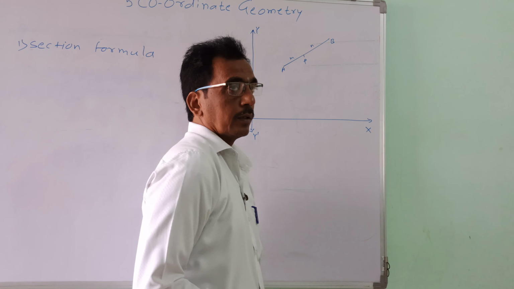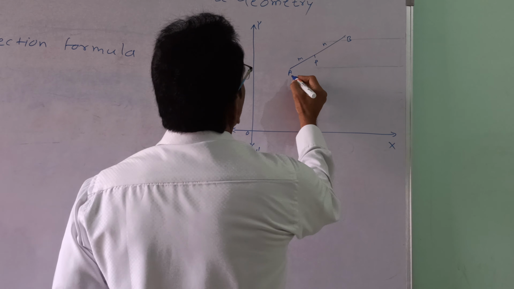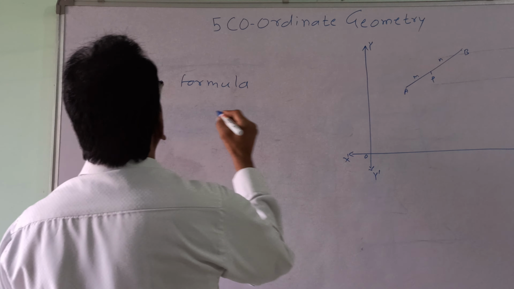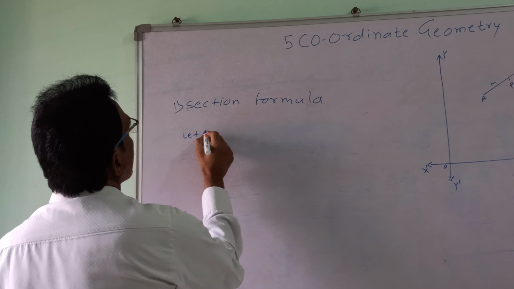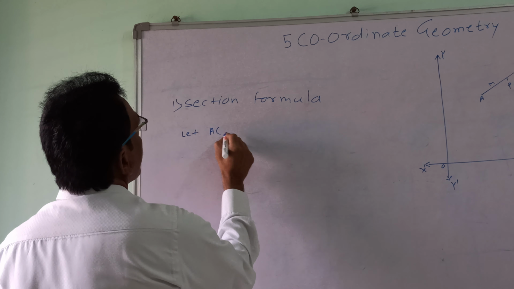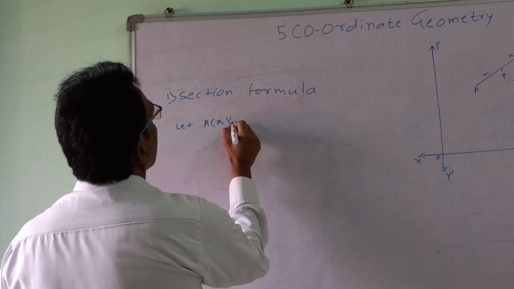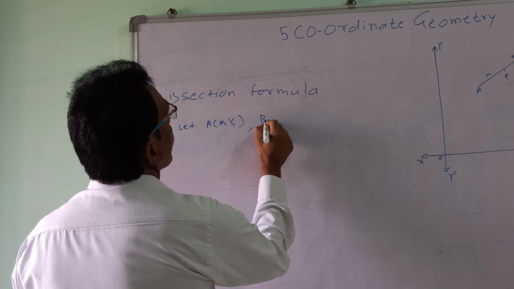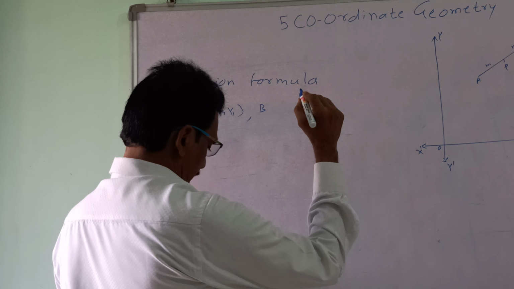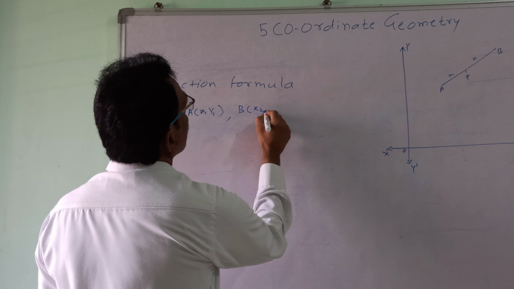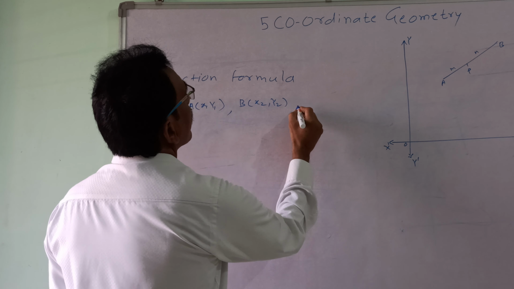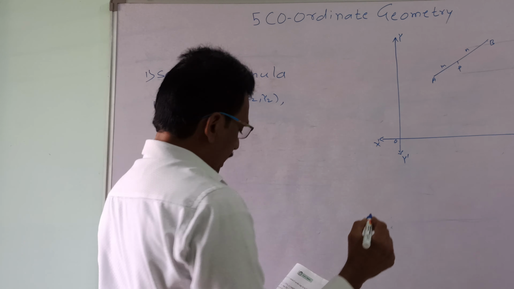So let the coordinates of A be x1, y1, coordinates of B be x2, y2, and coordinates of point P be x, y.